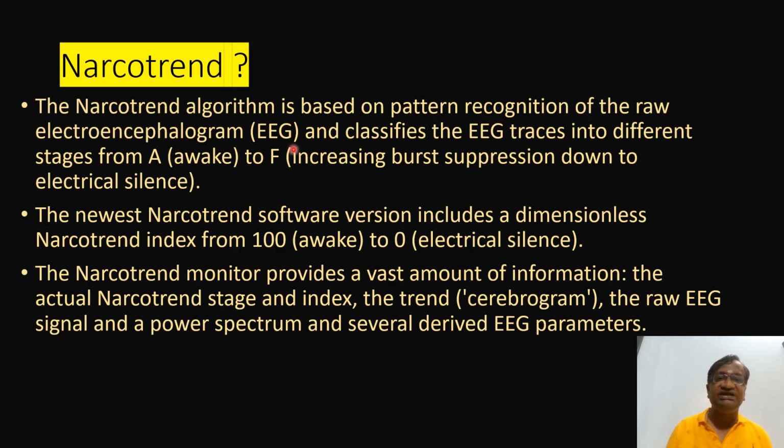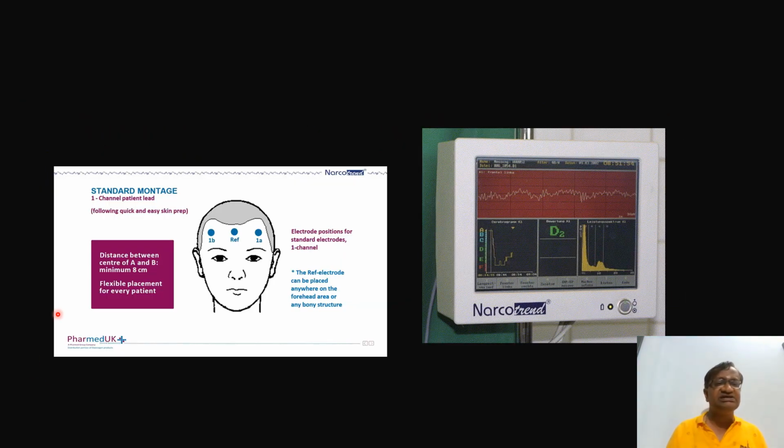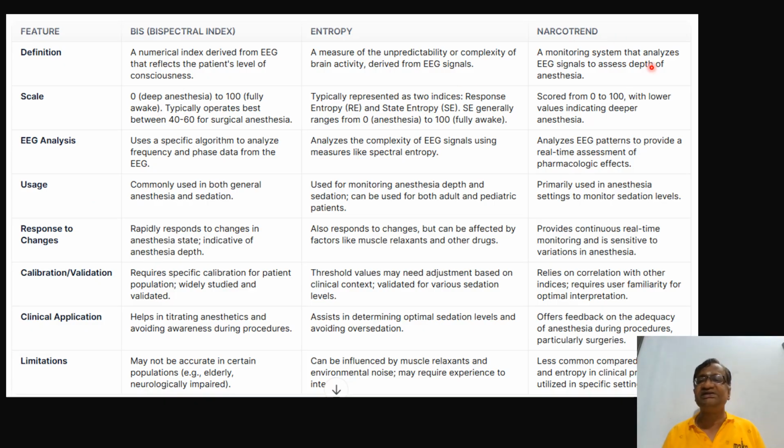The Narcotrend algorithm is based on pattern recognition of raw EEG. It classifies it into stages from A to F, where A is awake and F is complete silence. Newer is the Narcotrend index, 100 to 0, electrical silence. It gives a vast amount of information: the cerebrogram, the raw EEG, the power spectrum, several derived EEG parameters. We can keep the electrodes like this. Narcotrend is a monitoring system for depth of anesthesia, 0 to 100, for real-time assessment, relying on correlation with other indices. This is Narcotrend. This is state and response entropy.